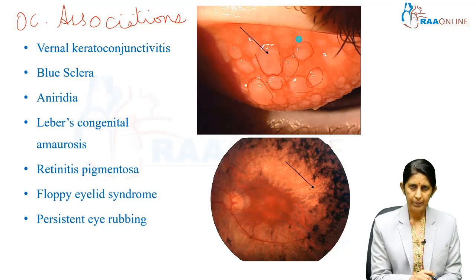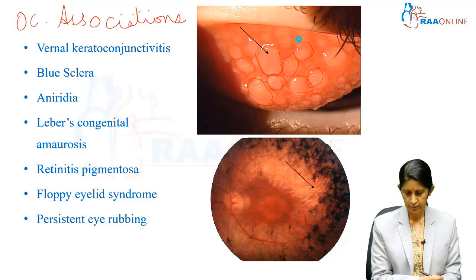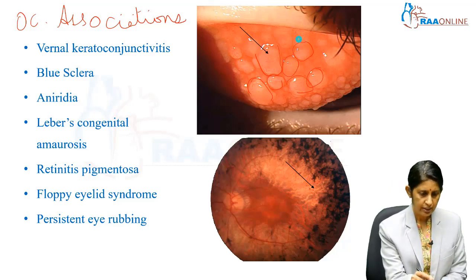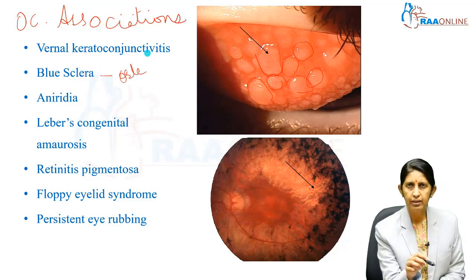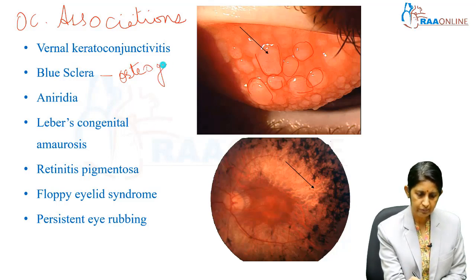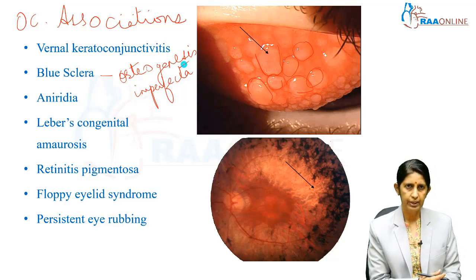And papillae, if we may recall, are areas where there is hyperplastic conjunctival epithelium, and these papillae are particularly indicative of allergic disease. Blue sclera is another ocular association noted in a large number of patients, and blue sclera is particularly associated with osteogenesis imperfecta. Osteogenesis imperfecta is a systemic disease, and whenever we see a patient with blue sclera, we always have to look for systemic associations to rule out any bony problem as well in the patient.